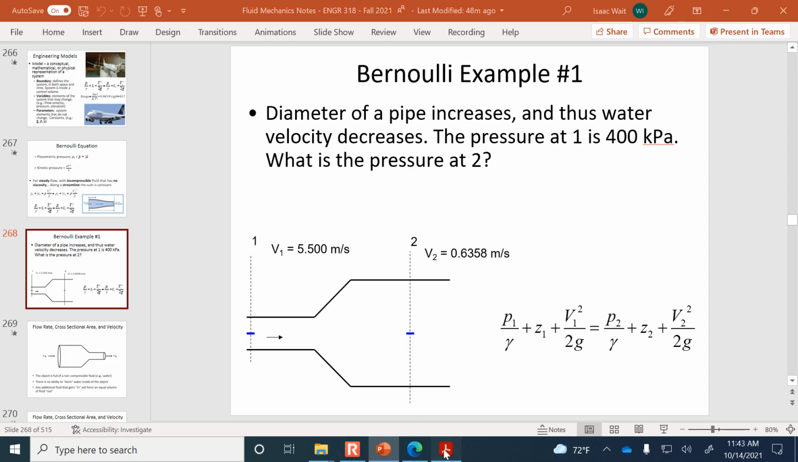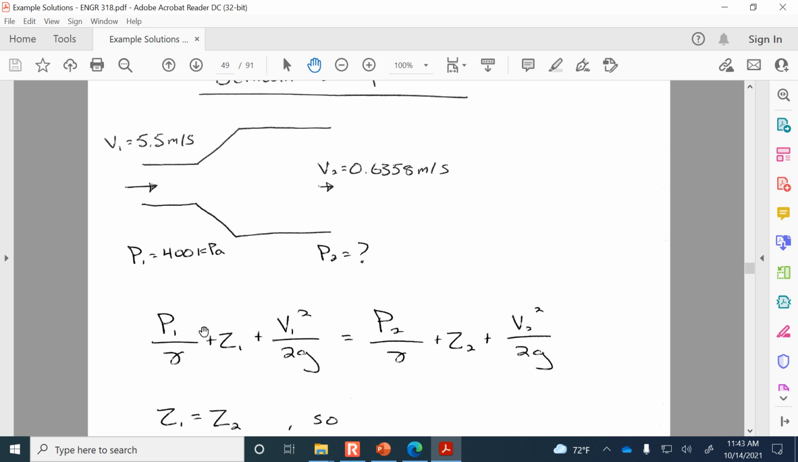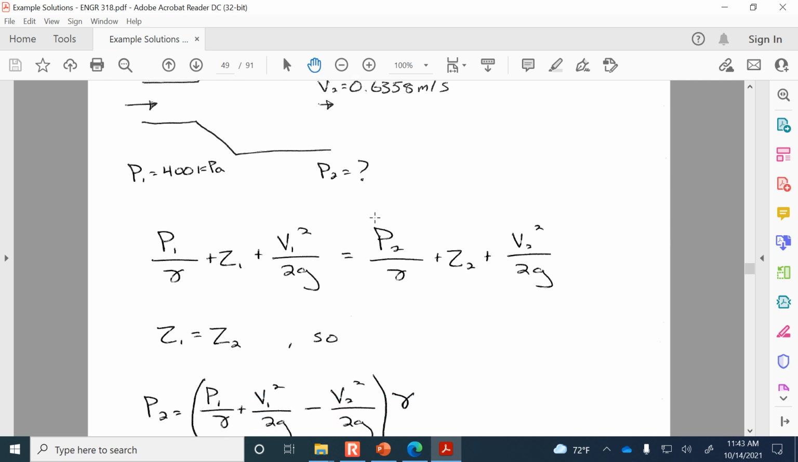So let's look at how we set this up. So here's Bernoulli's equation with the three terms: pressure head, elevation head, and these first two terms together, collectively we can think of as potential energy. And then the third term, we can think of that as kinetic energy. At 1 and 2, the elevations are the same, so that just drops out of the formula.